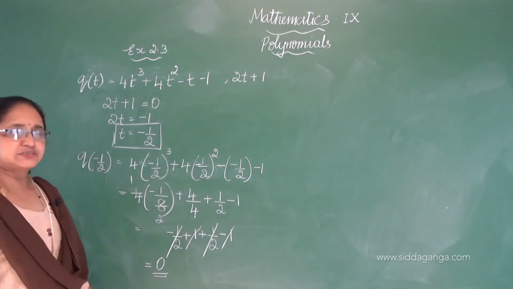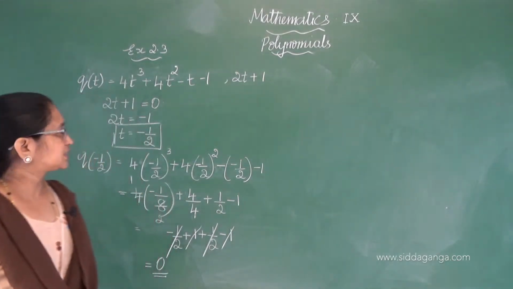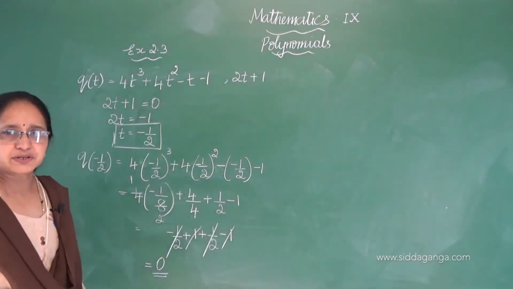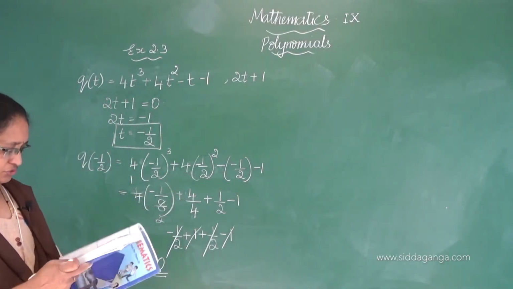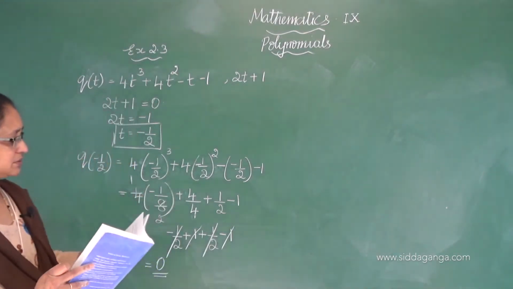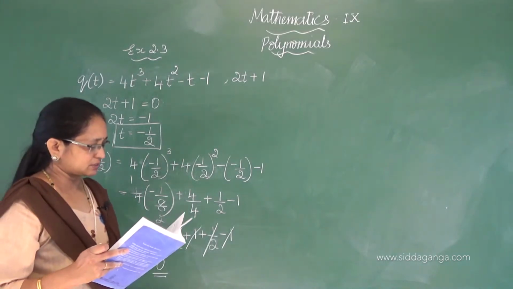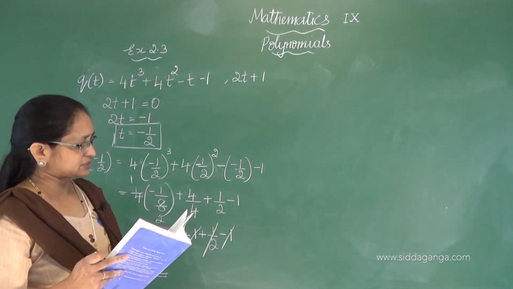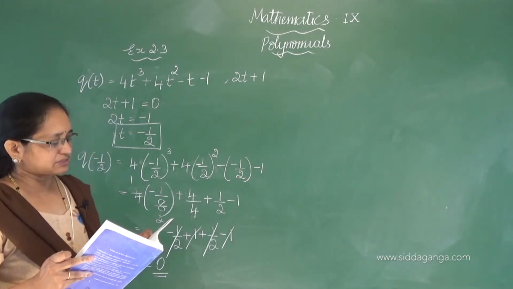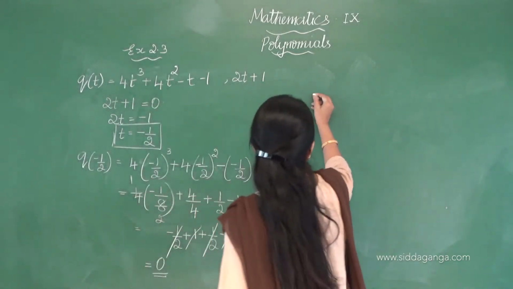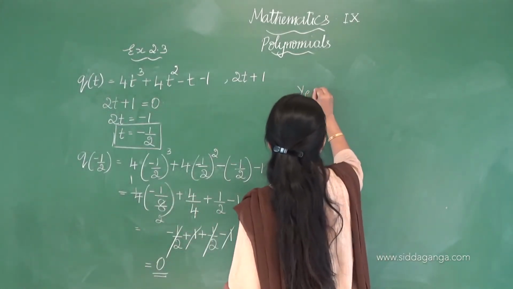So when 0 is there, what is the conclusion? Is it a multiple of 2t plus 1? Yes. So you should write, conclusion is very, very important, I told you. See, in your textbook also they have given conclusion. Q of t, that is 2t plus 1 is a factor. See, it is a factor means it is nothing but this is a multiple. So write there. So answer, conclusion, yes.